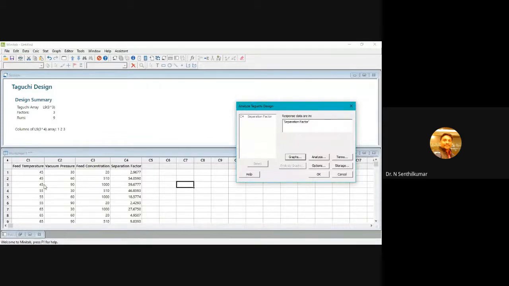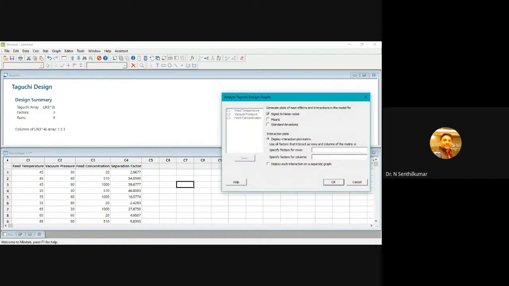So what I'm going to do is take the separation factor values 2.9677 plus 54.0590 plus 59.6777. I have to add that and divide by 3 because there are three runs at 45. So that is one mean. Similarly for 55, similarly for 65. So I don't need that graph. I need only the signal to noise ratio.